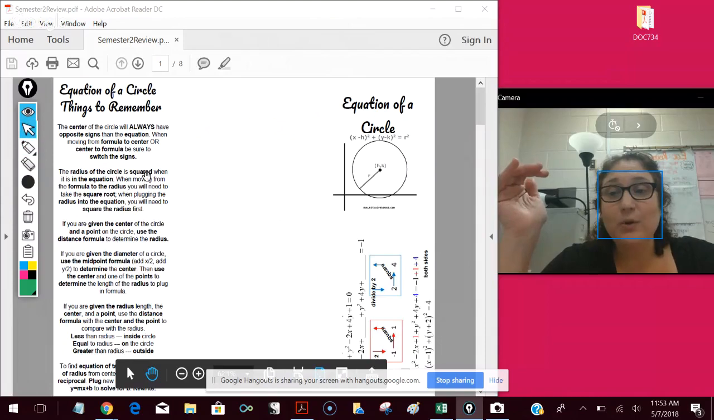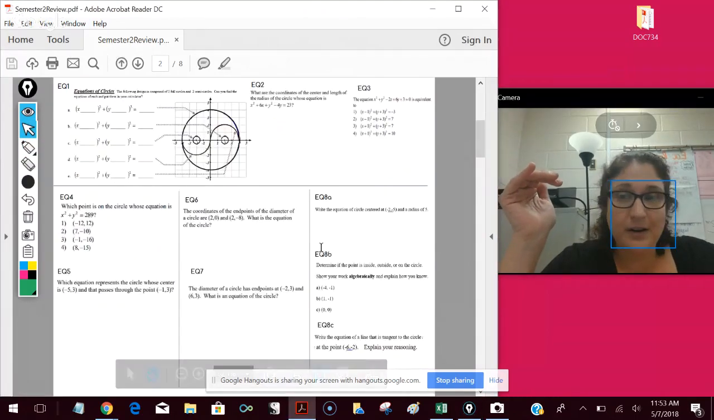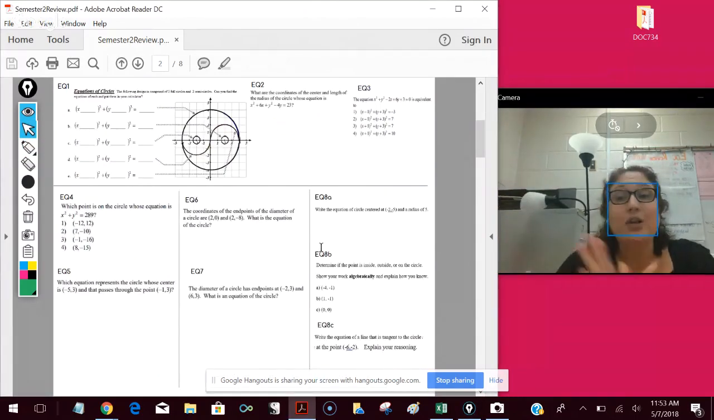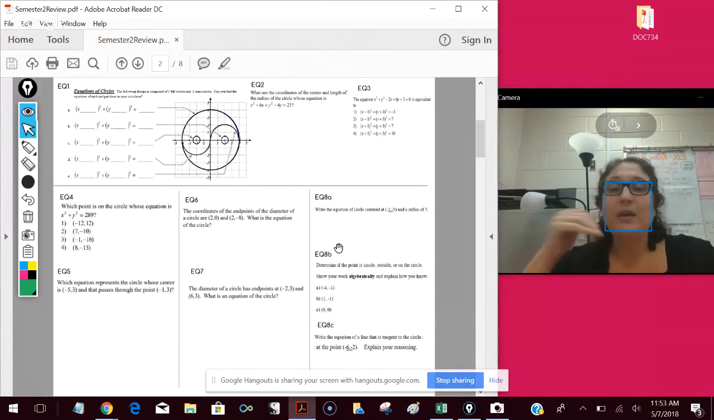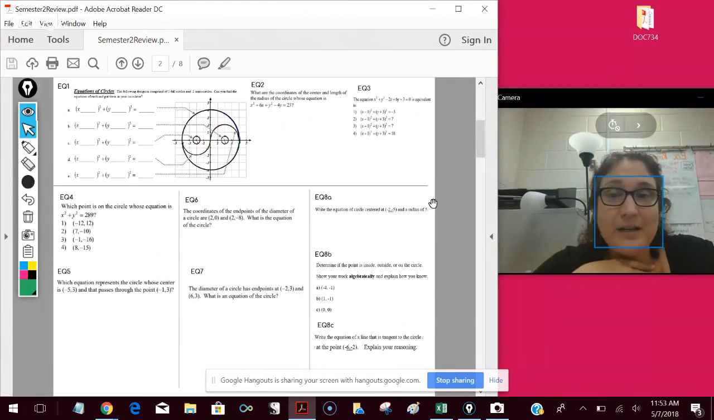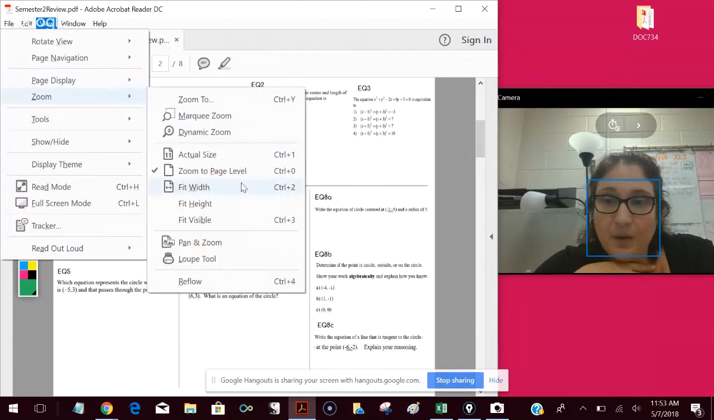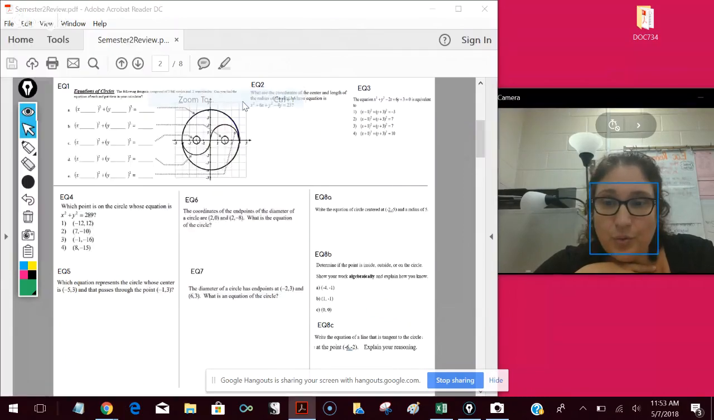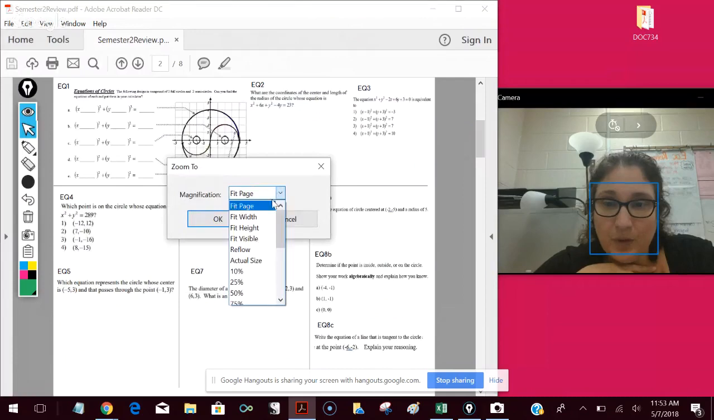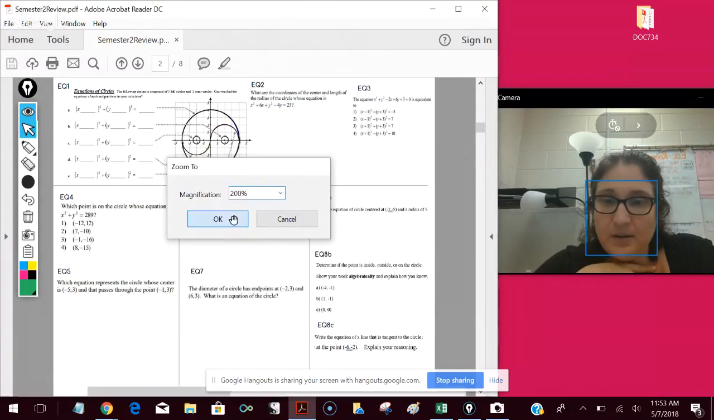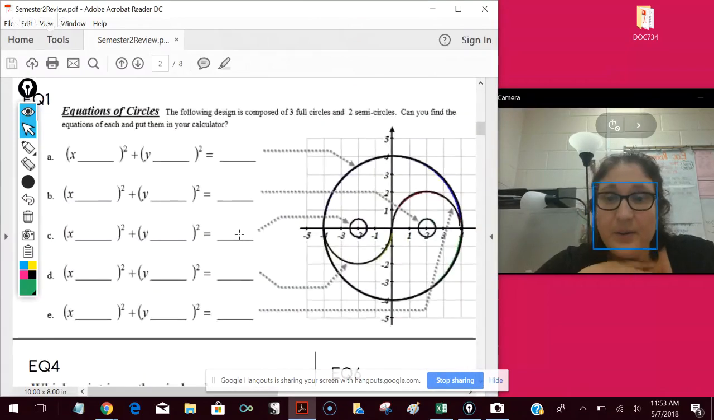So let's jump over here and look at our first set of questions. Now you're looking at EQ1. In EQ1, we have some things that we want to take a look at. Let's see if I can make this bigger for you. Let's do 200%. It's a little bit too high. Okay, so here we go.